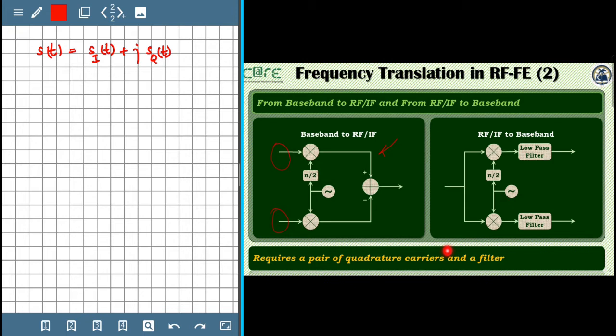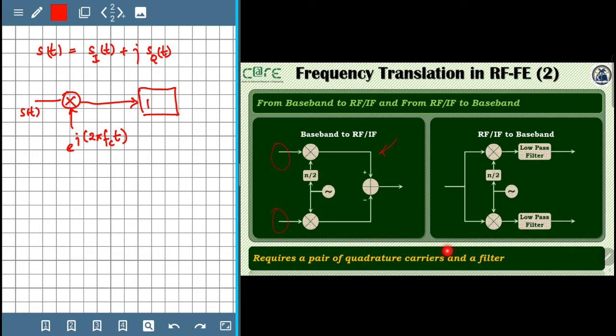In order to understand this better, I would like to do this simple mathematics. We say that s of t consists of s_I of t plus j times s_Q of t, and the operation that you see here on the block diagram on the left side can also be represented in the complex domain as follows. We have the signal s of t. We can multiply this signal with e power j 2 pi fct, and whatever we get, we take the real part of it, and that signal is x of t.